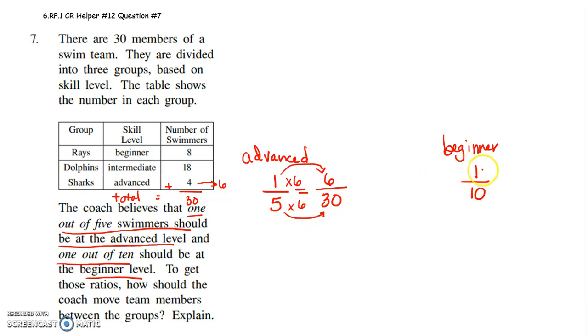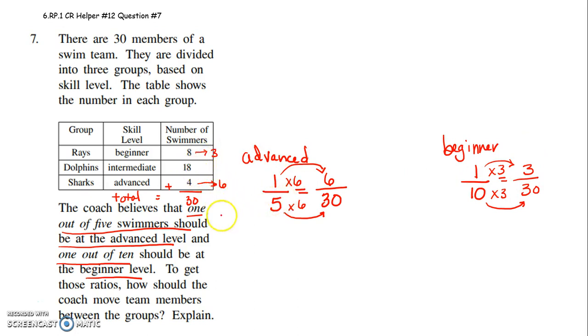And then for the beginner swimmer, it's 1 out of every 10. Well, we figured out our total was 30. So if 1 out of 10 swimmers is a beginner, how many out of 30 would be a beginner? How do you get from 10 to 30? Multiply by 3. So what are you going to do with that 1? Multiply by 3. 1 times 3 is 3. So it means 3 out of 30 should be beginners. He has 8 beginners right now. He only wants 3 out of those 30 to be beginners. So he needs to shift this down to 3.